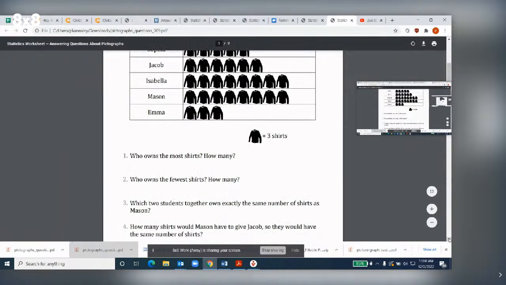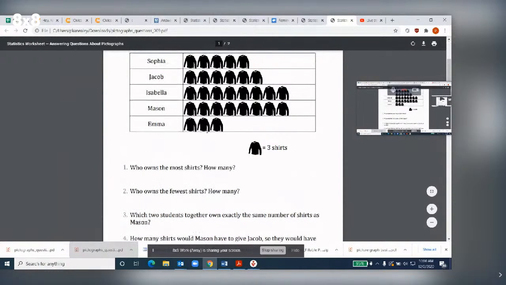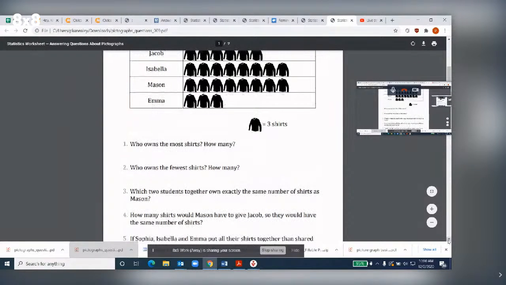Number 4 says, how many shirts would Mason have to give Jacob so they each have the same number of shirts? So we have to look at Mason and Jacob. Mason has 24 and Jacob has 18. If Mason gave 3 of his shirts to Jacob, they would each have 21. You're subtracting 24 minus 3, which is 21, and Jacob already has 18, so if you add 3 more to him, they both have 21.